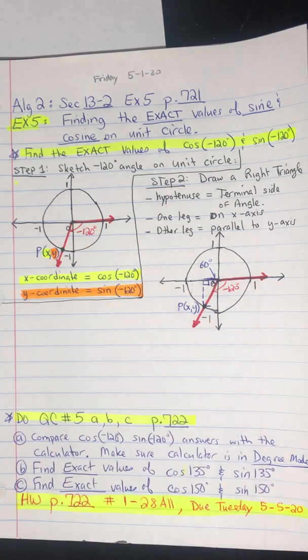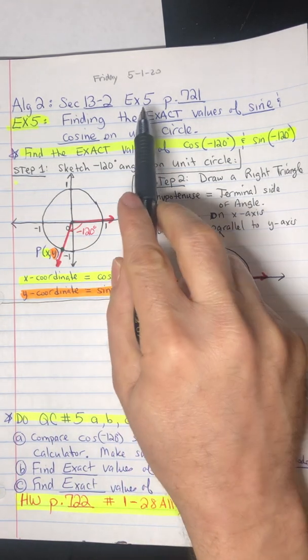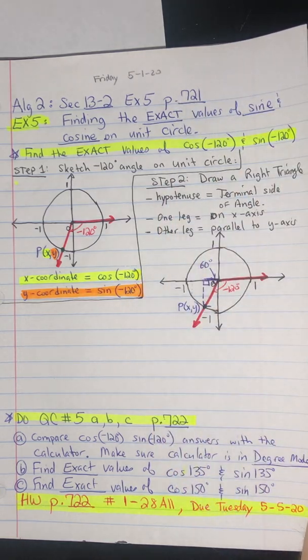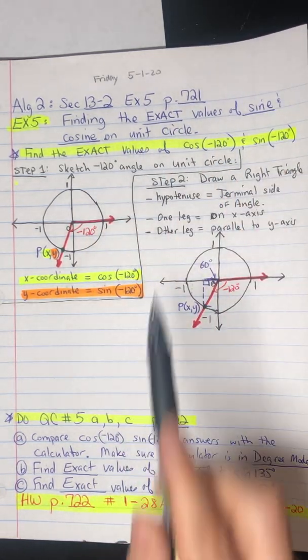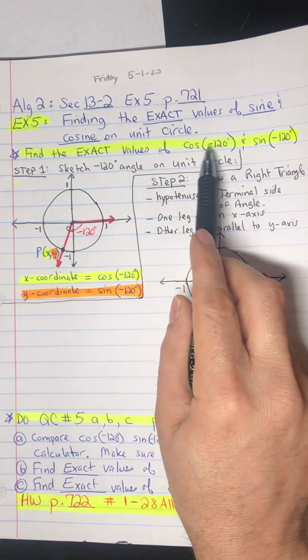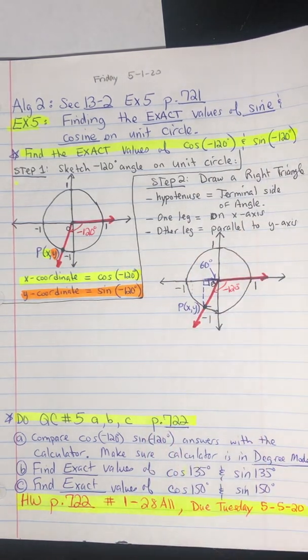So here we go. Start copying down what you see over here. This is example 5, page 721. We're still doing the same thing. We're finding the exact values of sine and cosine on the unit circle. We want to find the exact values of the cosine of negative 120 degrees and the sine of negative 120 degrees.